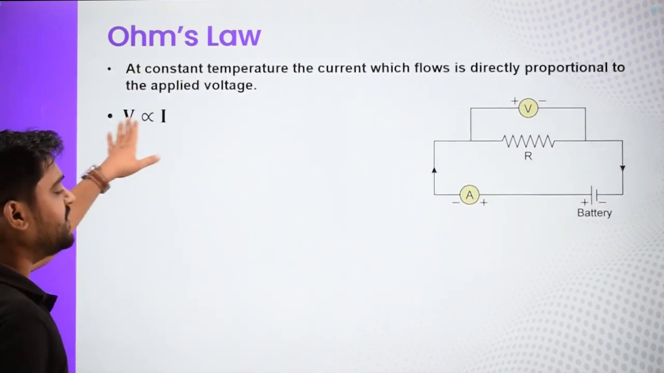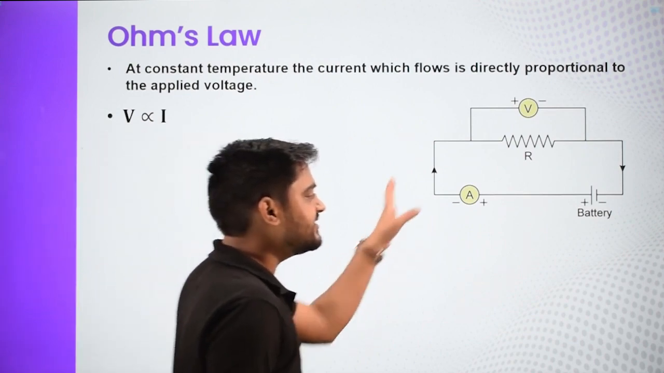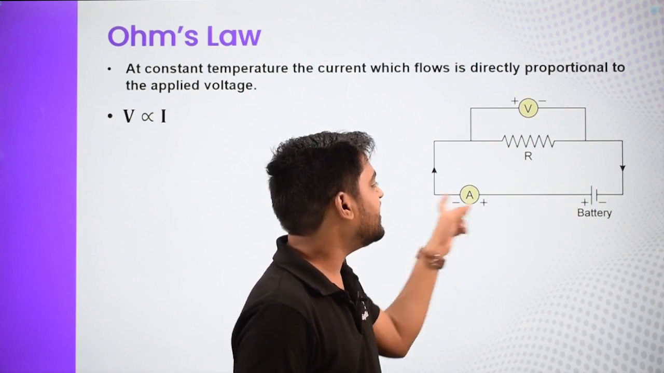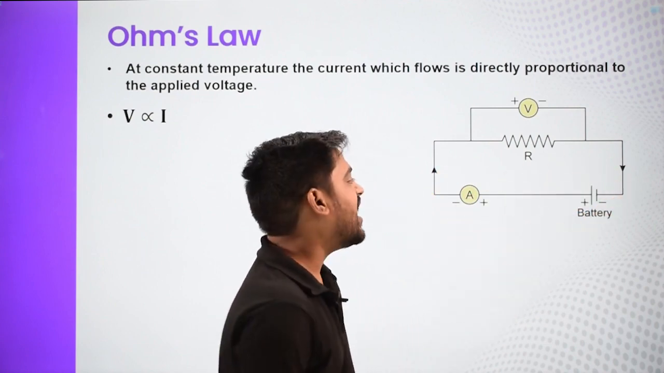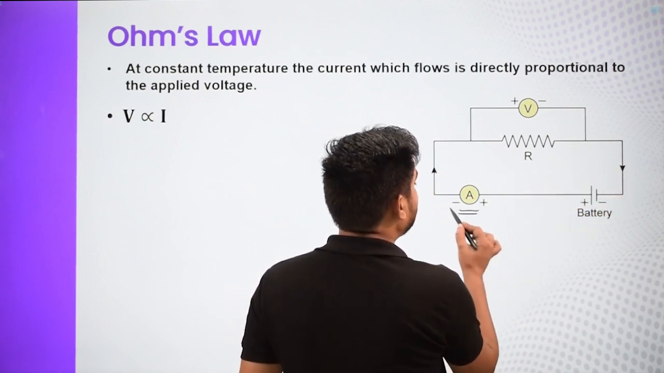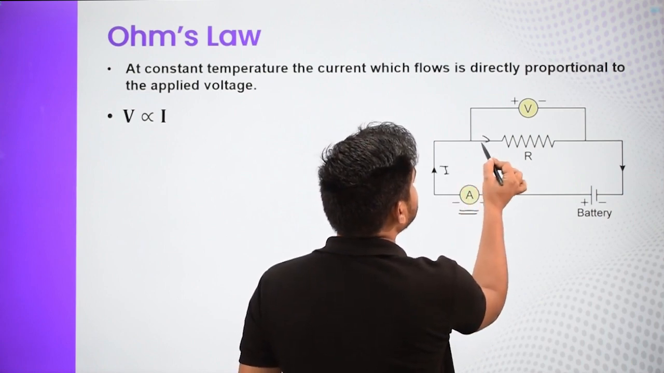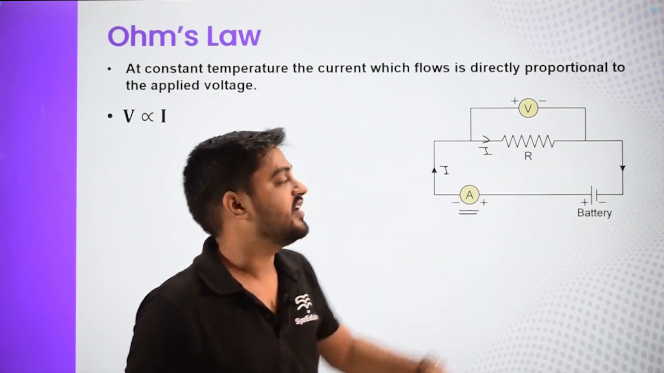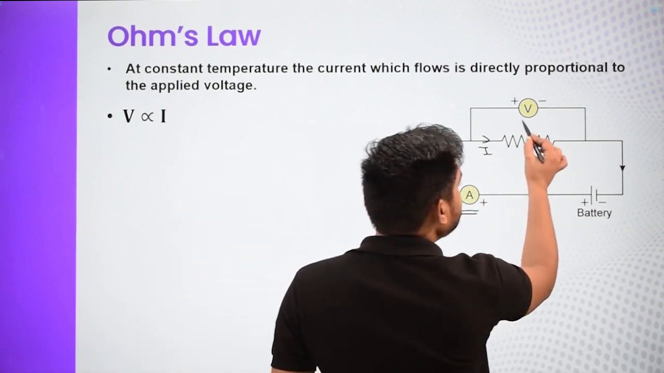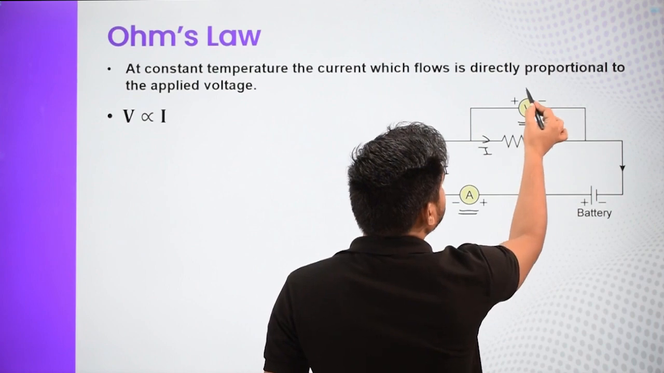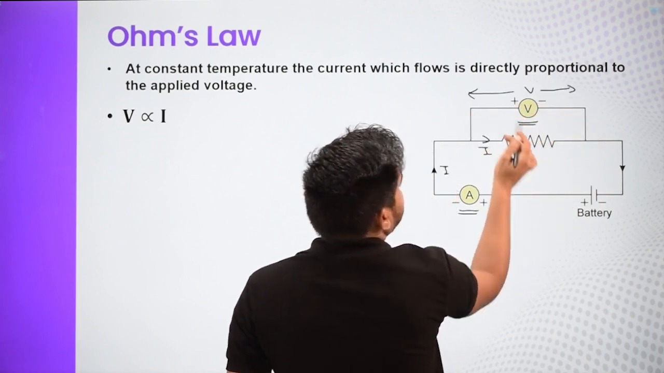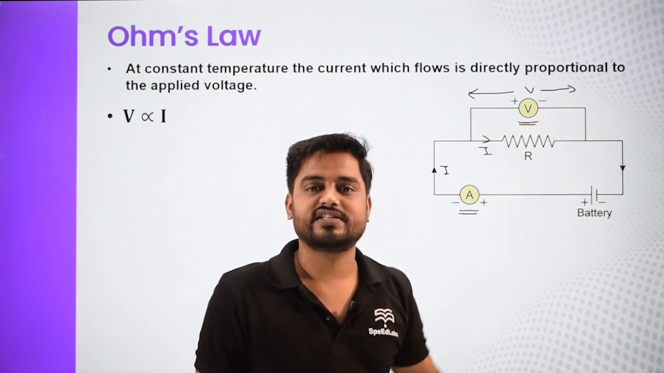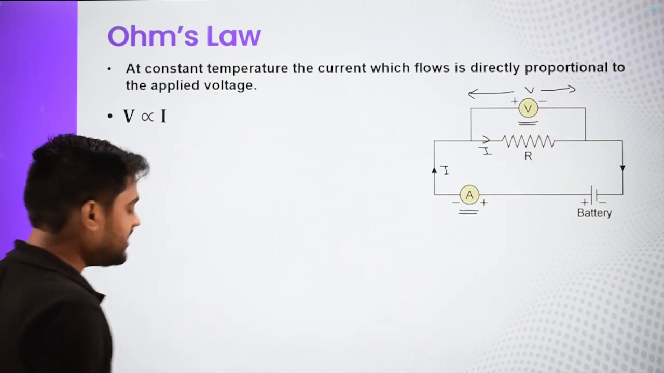Now we can simply write V proportional to I. So this is a circuit across which I applied a battery through which some current is flowing in this resistance. I put an ammeter which will measure this current, which is passing through this resistor. This is just a piece of conductor, and we have applied a voltmeter which is measuring the potential difference V across this resistor.